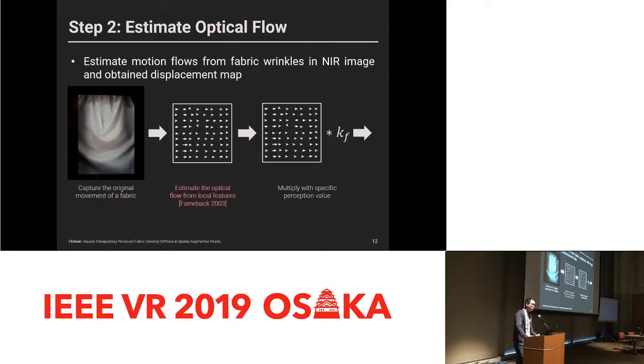Then we estimate optical flow from the local features by using the dense optical flow proposed by Farnebäck in 2003. Since we use white fabrics to reduce the visual cues from the fabric's texture, it is difficult to detect local features on the fabrics. Fortunately, we found that the wrinkle patterns around the fabrics are enough to detect the optical flow, so we use this information to create a displacement map in our proposed method.